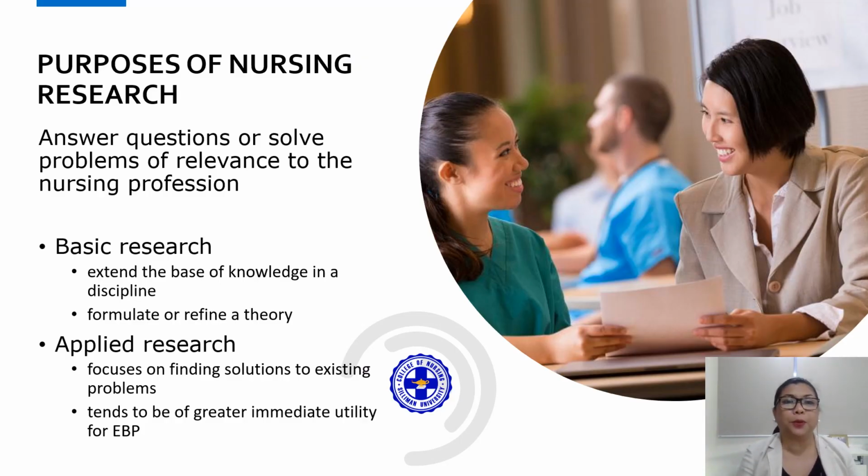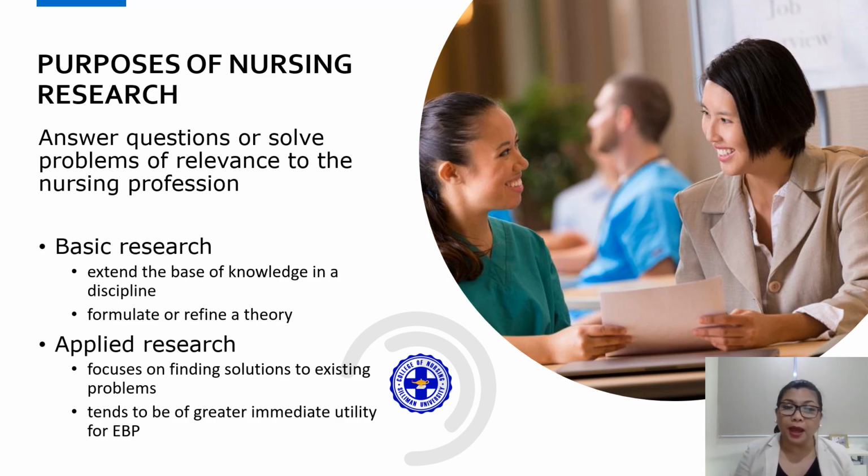So if we look at the purposes of nursing research, we are concerned with answering questions that have relevance and significance in the nursing profession, right? So basically there are two types of nursing research. One is basic and one is applied. For basic research, like we said, we are a profession, we want to expand the body of knowledge, we need to add to that body of knowledge. Or maybe at the end of the research, you want to formulate or refine theory.